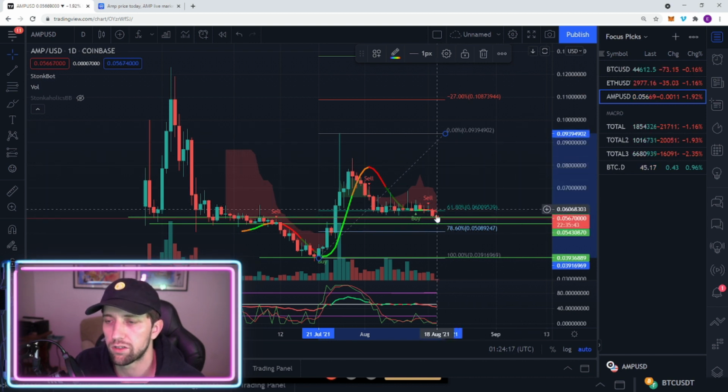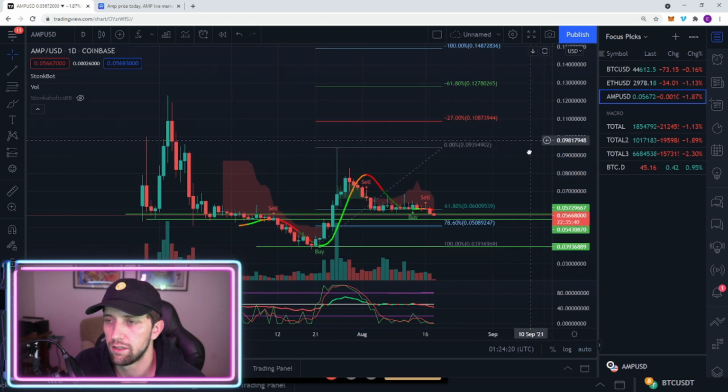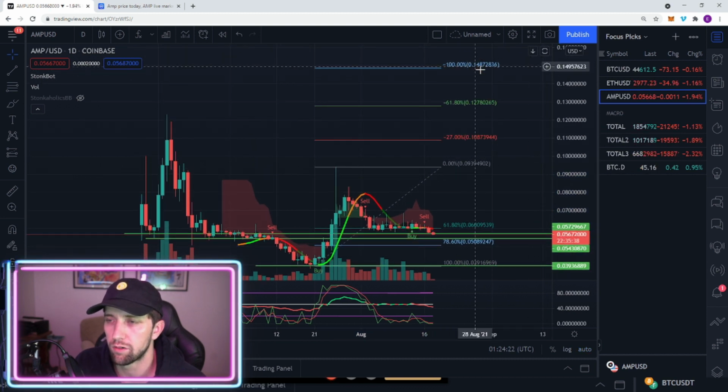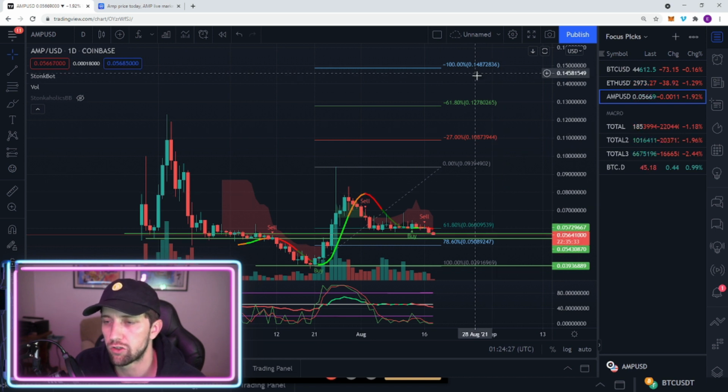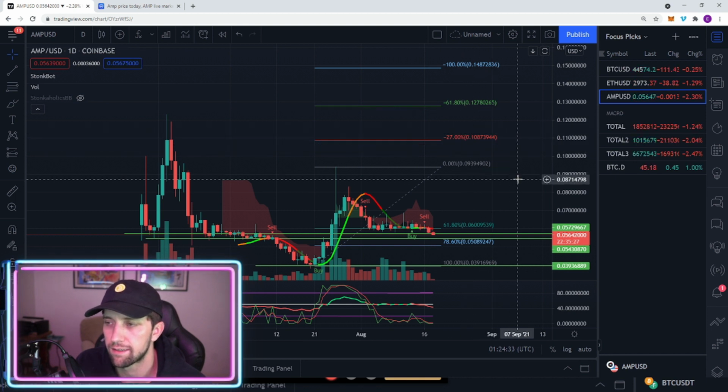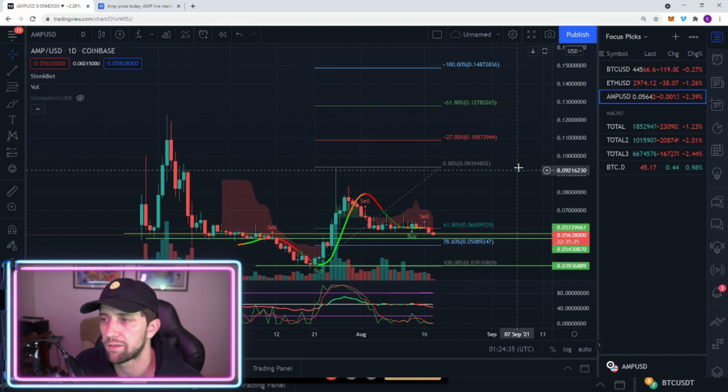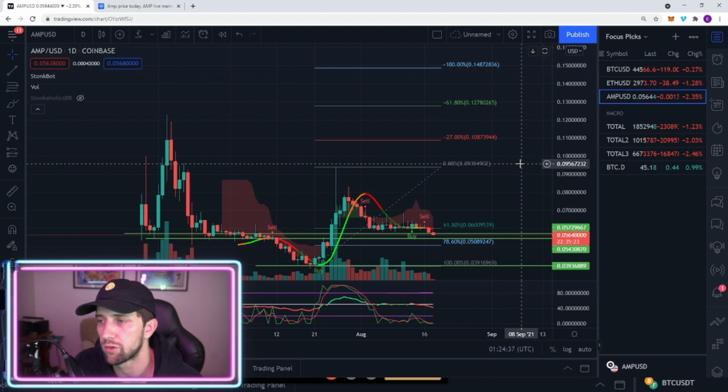Now, if AMP was to hold at any of these supports, you could see price pull all the way up to around 14 cents. If this wanted to fulfill the Fibonacci retracement and push all the way to a TP3, the TP2 is going to be 12 cents and TP1 is going to be 10 cents. Now, if you want to know what I'm talking about when I'm talking about TP1, 2, and 3, make sure to come join our Discord.